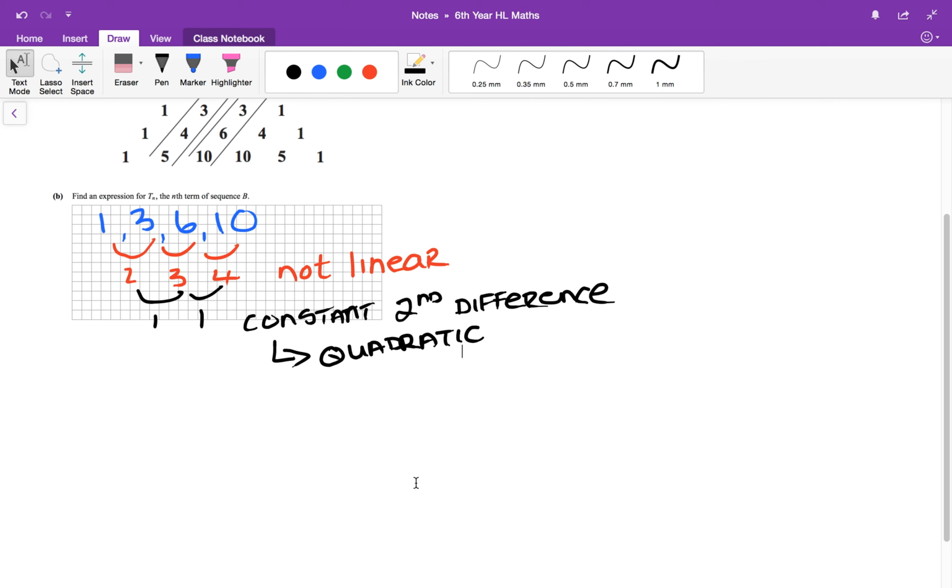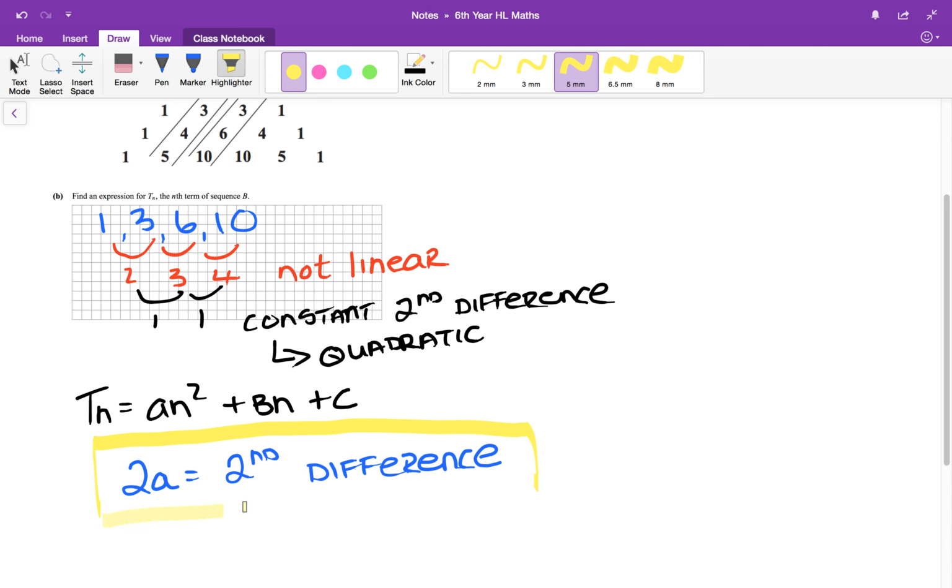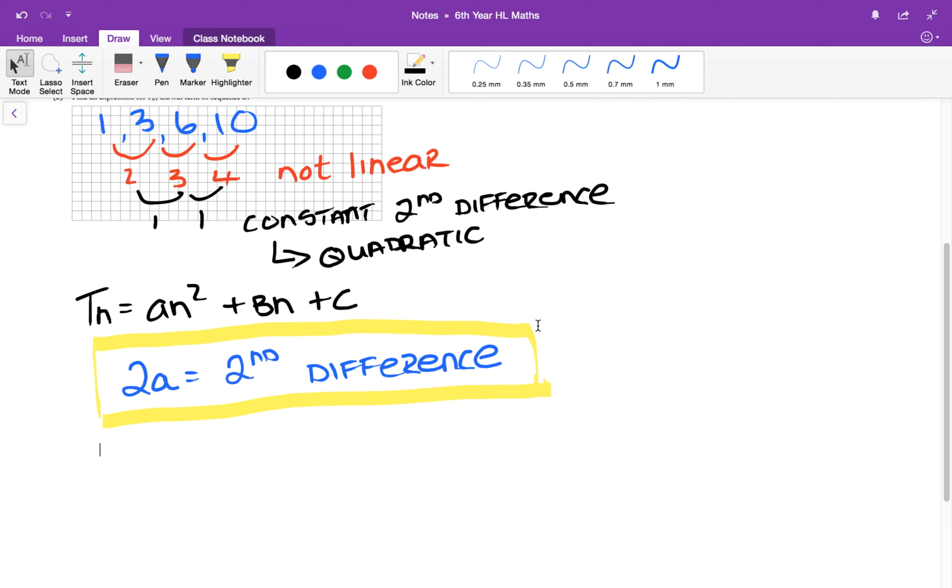So any quadratic sequence will have this form: an squared plus bn plus c. And once you know the second difference, you can figure a out. So 2a equals the second difference. You just have to learn that. That's how you get a. You let 2a equal the second difference. So our second difference is 1, so we let 2a equal 1, so therefore a is half.